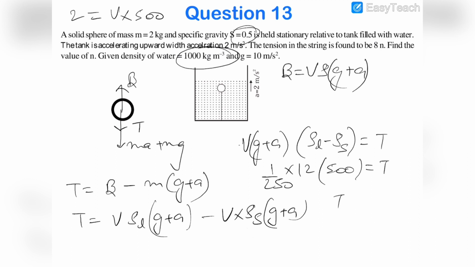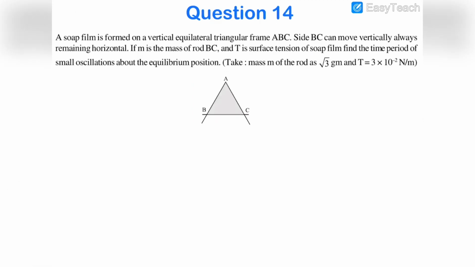So T will be equal to, this is 2, so T will be equal to 24 Newton, and therefore N, this N will be equal to 3. So the correct answer is 3. Now we move on to the next question.